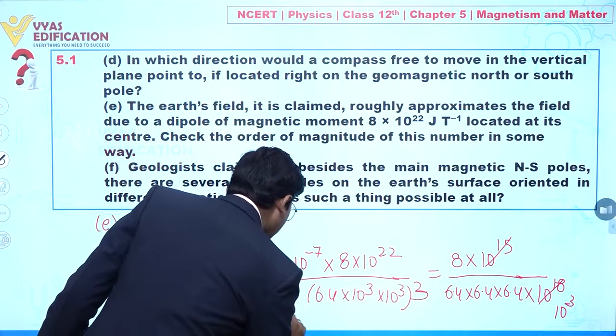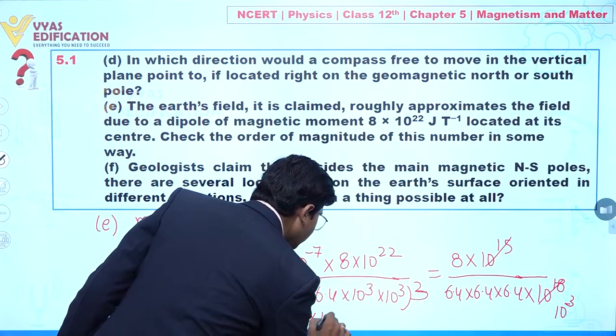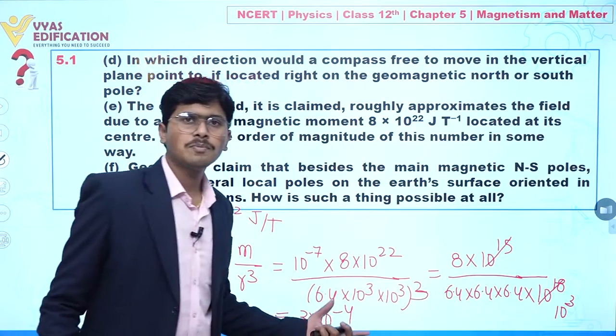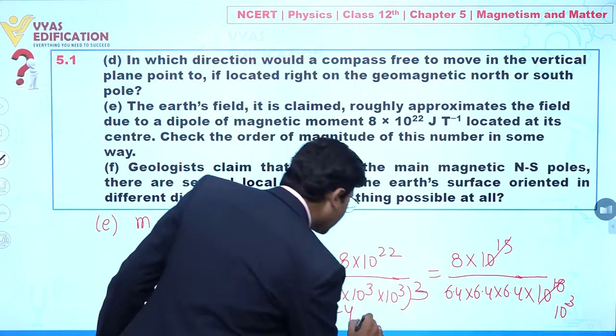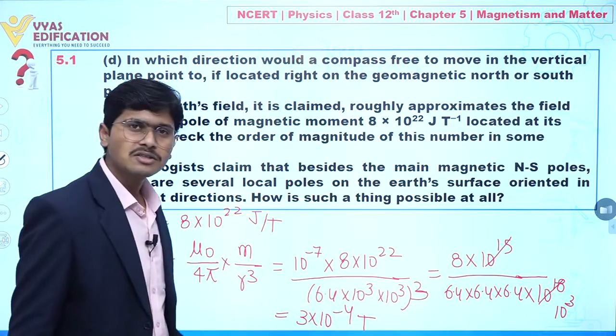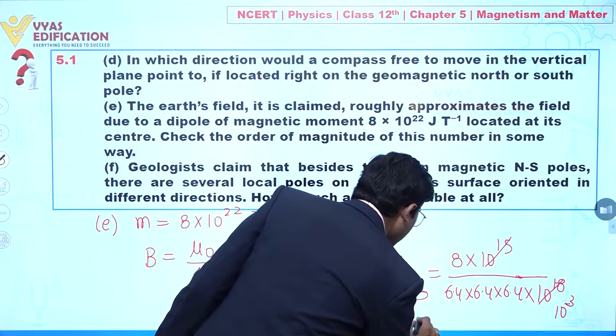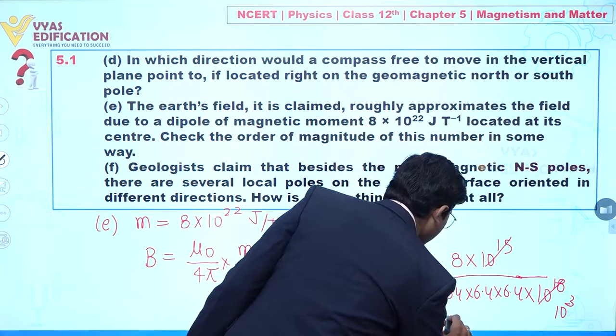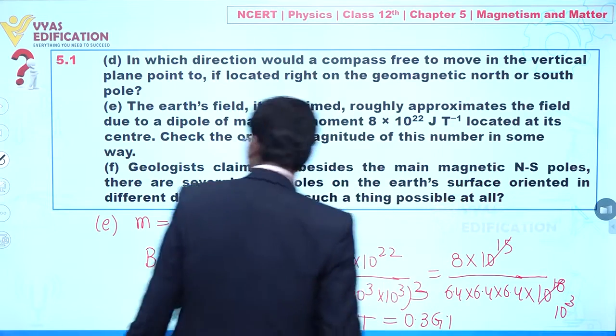Or you can also write like this, if you calculate you will find this value is 3 into 10 to the power minus 4, clear, and we can say Tesla, clear. You can also write that this is equal to near about 0.3 Gauss, clear, yes or no? 0.3 Gauss.